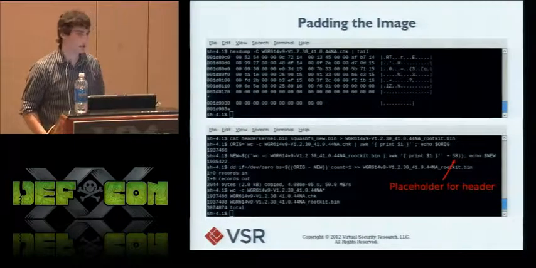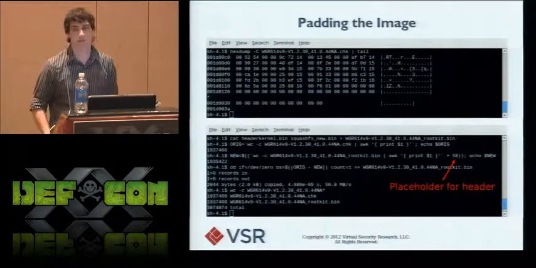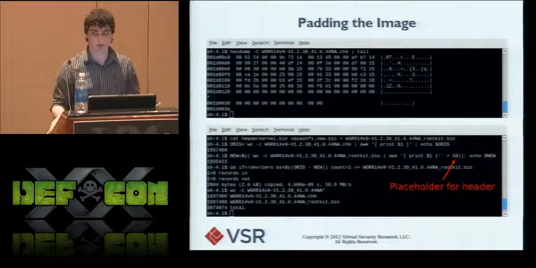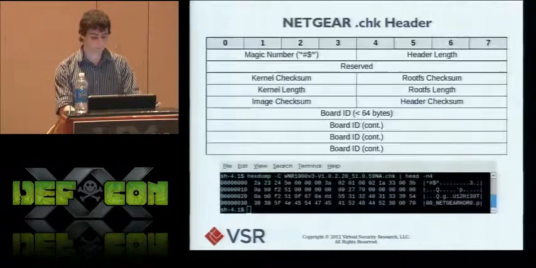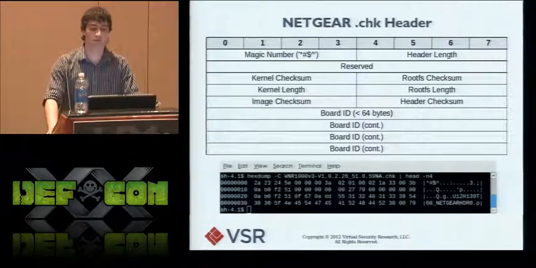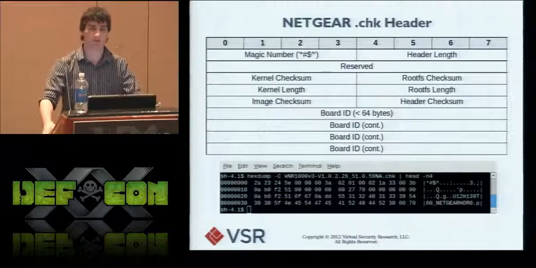You unpack it with squashfs 2.1, repack it with squashfs 2.1. Little endian, big endian, make sure everything matches up. And we can use binwalk to verify that we put it back together the way that we took it apart. Padding the image is simple, just dd from /dev/zero, add it to the end until you get where you want to be.